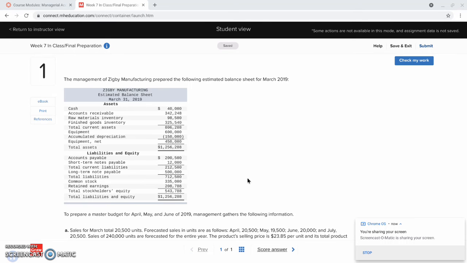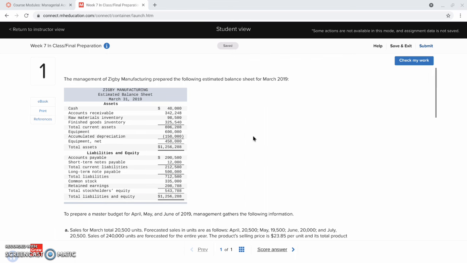Hello, Accounting 104. This is week 7, the final preparation. This is the accumulation of basically 103 and 104. Just to warn you, I'm going to go through this very quickly. This is a 10-part question, so I'm not going to show you how I did it, but I am going to post my supporting documentation on the website so that you can see what happened.